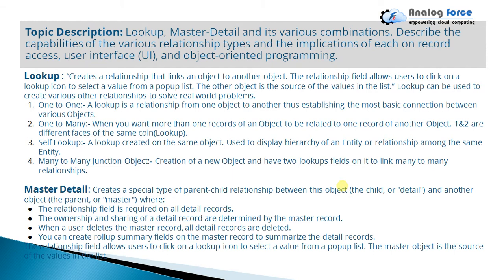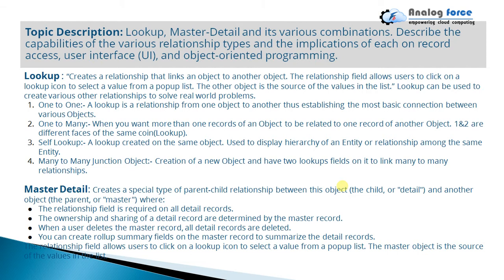The third is self-lookup. A self-lookup is used to relate an object to itself, as in the case of account. An account having a parent account. It's like a company having a parent company, having another parent company on top of it. That explains the self-lookup.